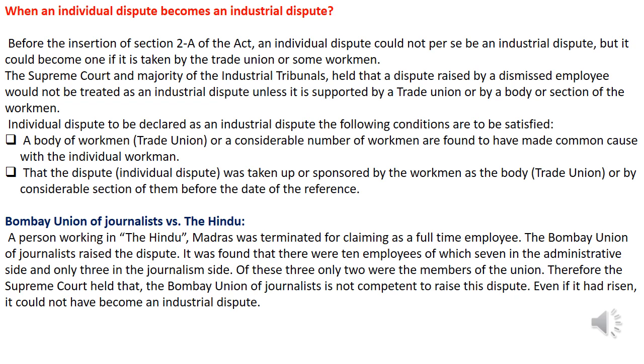The Bombay Union of Journalists versus the management. A person working in The Hindu of Madras was terminated for claiming that he is a full-time employee. The Bombay Union of Journalists raised this dispute. It was found that there were only 10 employees, of which 7 were on the administrative side and only 3 on the journalism side. Of these 3, only 2 were members of the union.